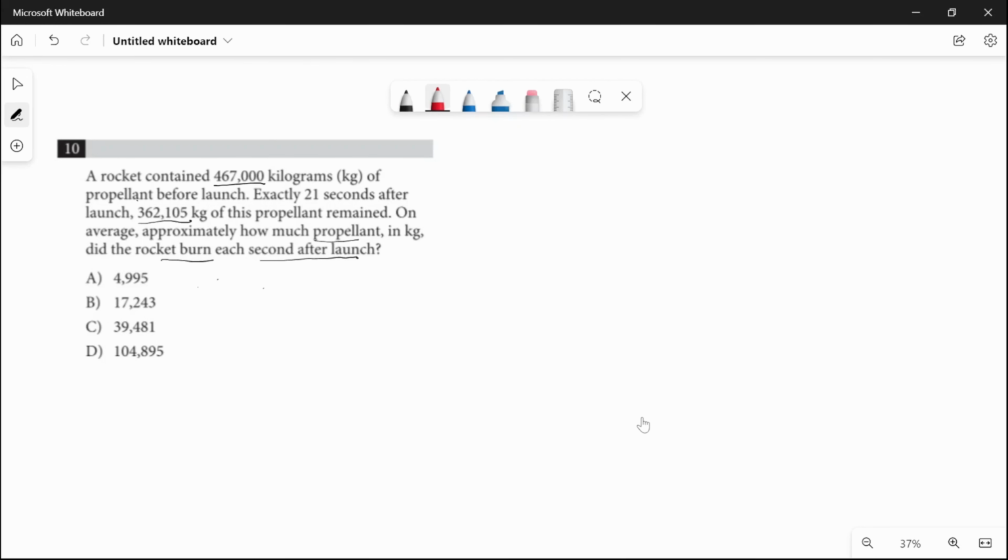Now you need to think of this question as a linear function, where the values of y are the kilograms and the values of x are seconds. And you should notice that you are given 2 points. The first point is (0, 4,67,...) and the second point is (21, 362,105 kilograms).